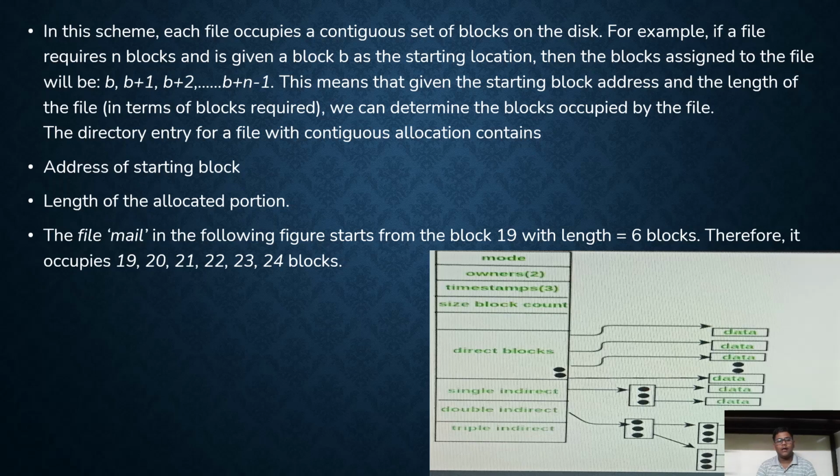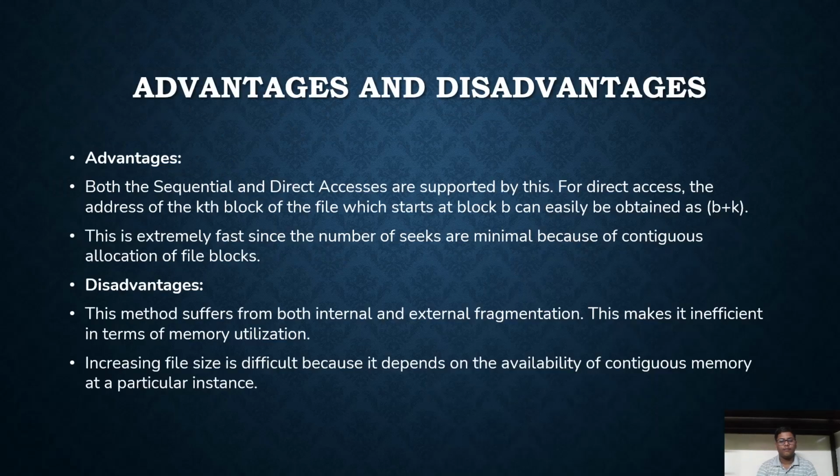The directory entry of a file with contiguous allocation contains the address of the starting block and the length of the allocated portion. The file mail in the following figure starts from block 19 with a length of 6 blocks. Therefore, it occupies blocks 19, 20, 21, 22, 23, 24.